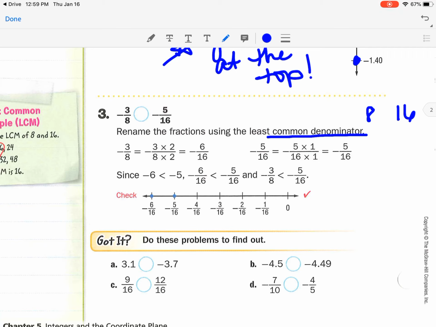And so when I list out the multiples of this, 8 times 1 is 8, 8 times 2 is 16. We'll take a look here. 16 times 1 is 16.